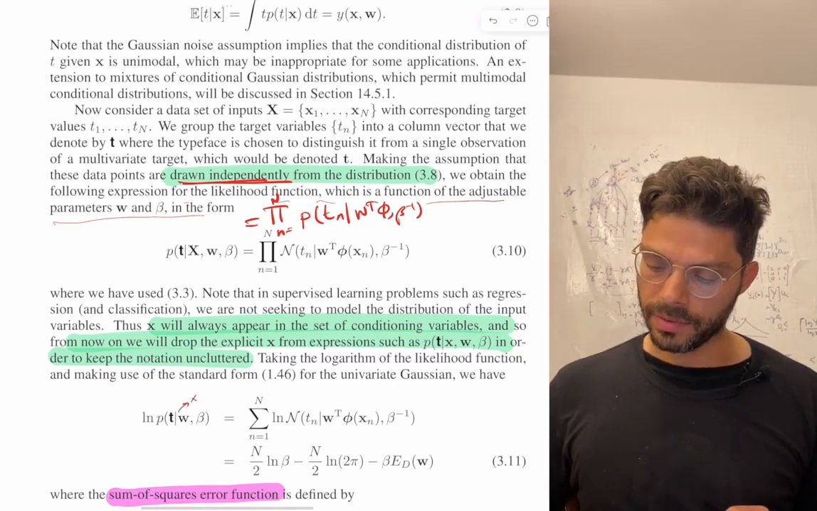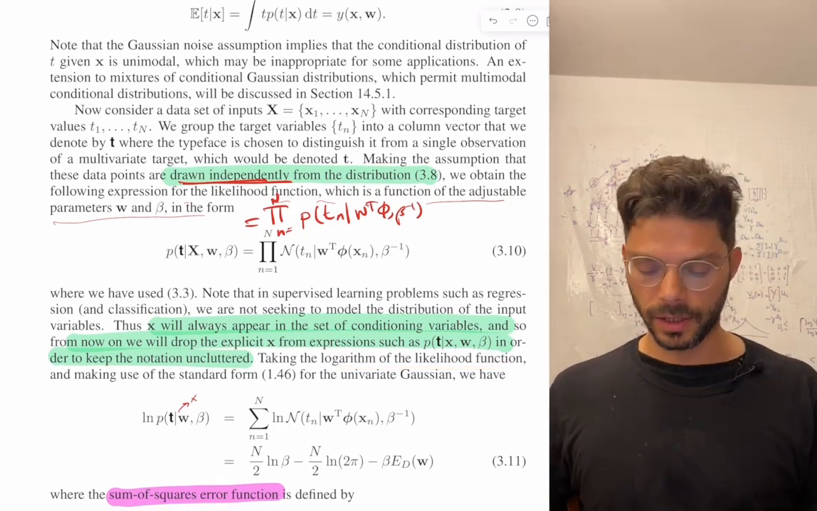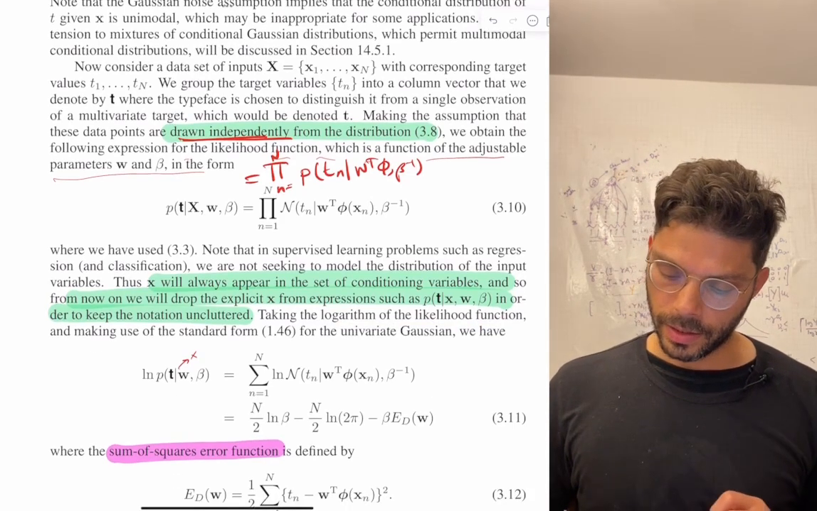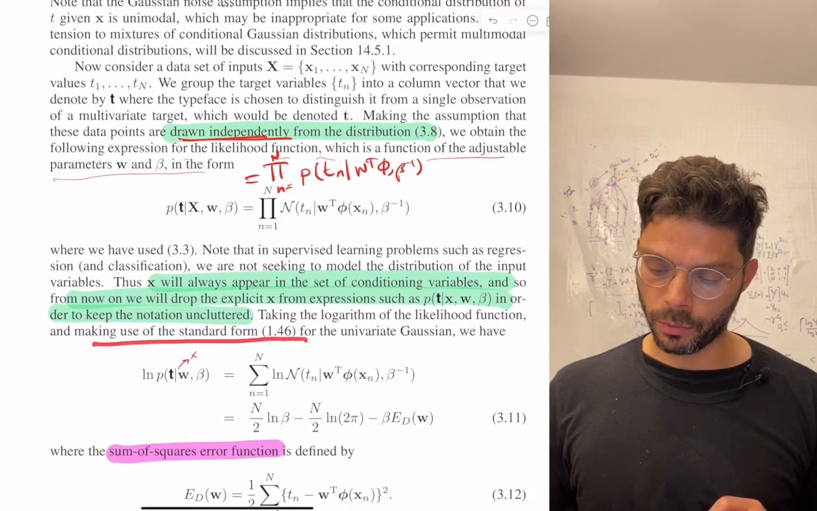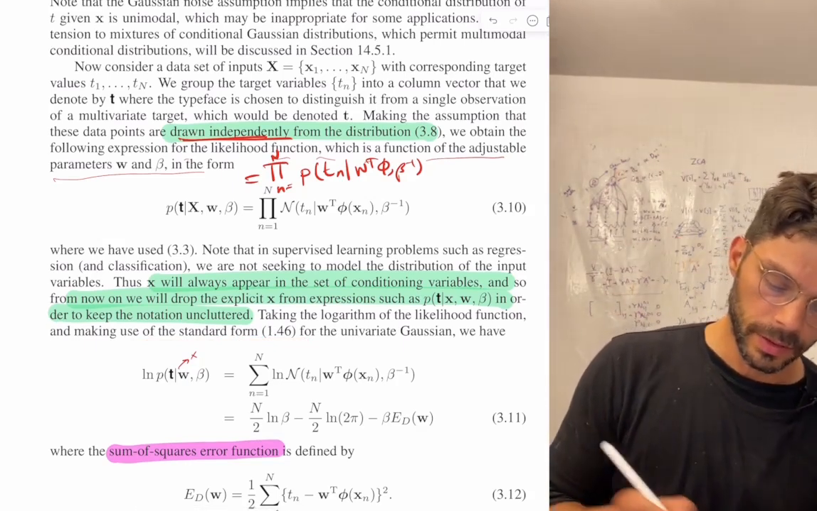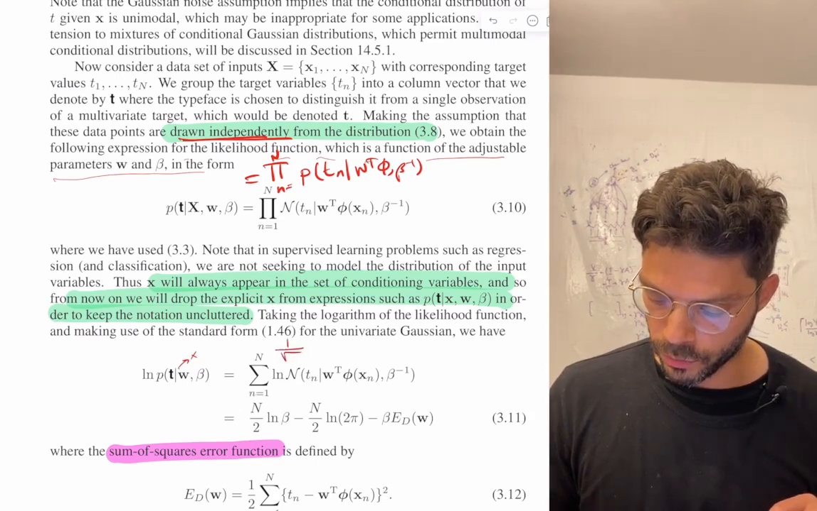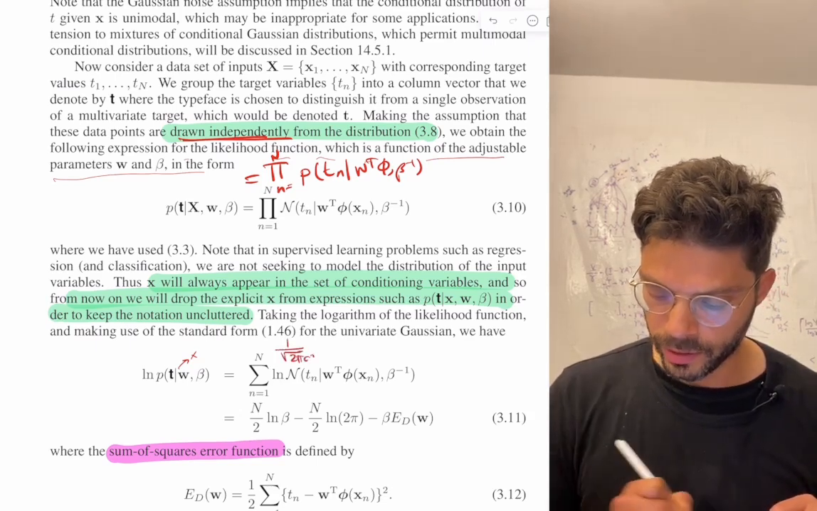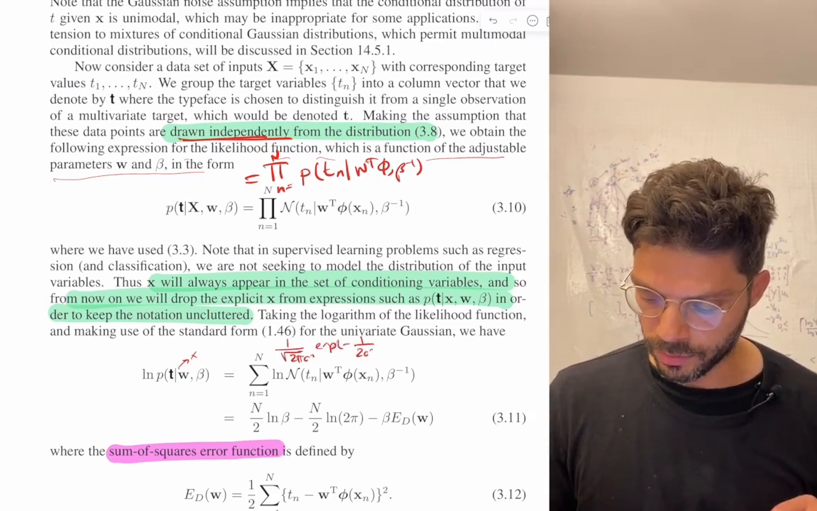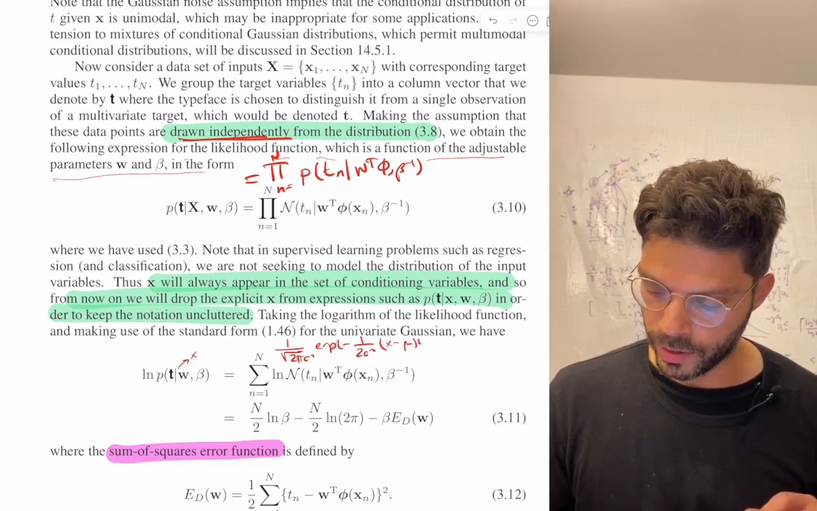Okay, taking the logarithm of the likelihood function, again, because if we want to maximize something, we can equivalently maximize this logarithm, and it makes the math much easier. And making use of the standard form 1.46 for the univariate Gaussian, which you should have memorized by now, the Gaussian is going to be 1 over root 2 pi sigma squared times the exponential of minus 1 over 2 sigma squared times the data point minus the mean, squared.